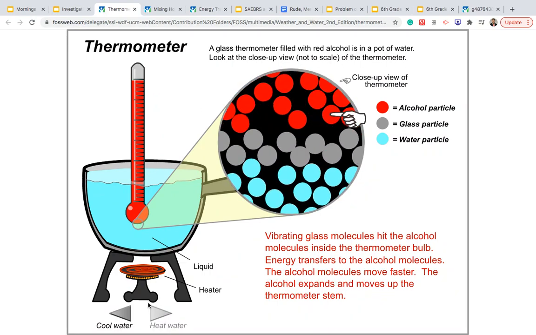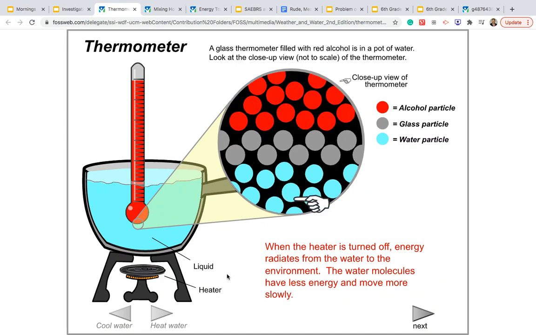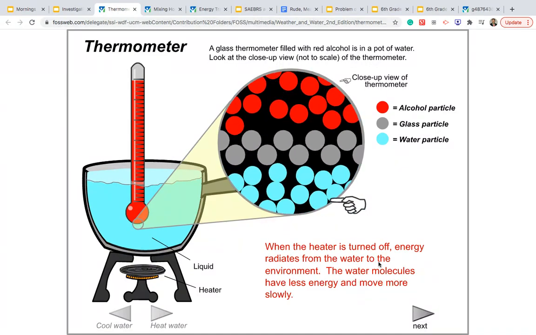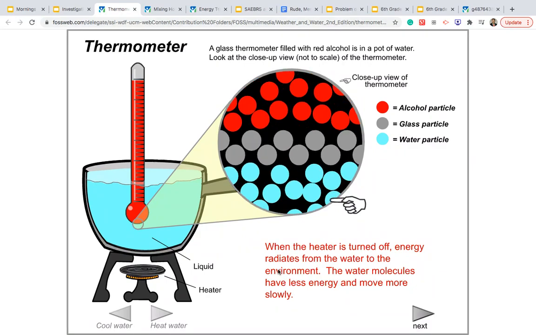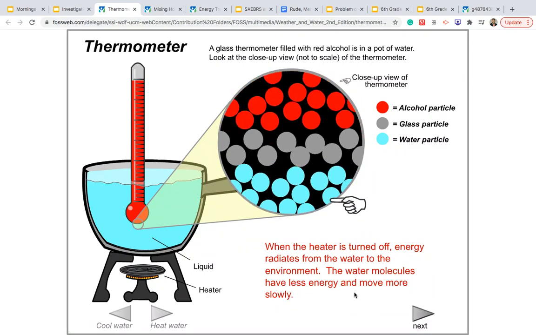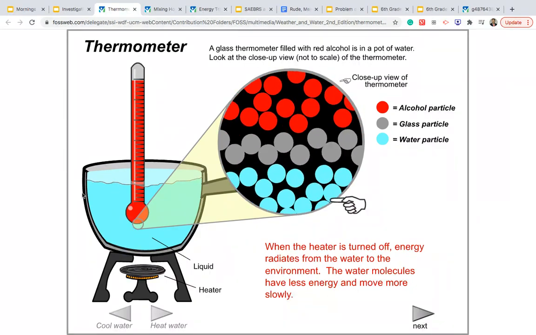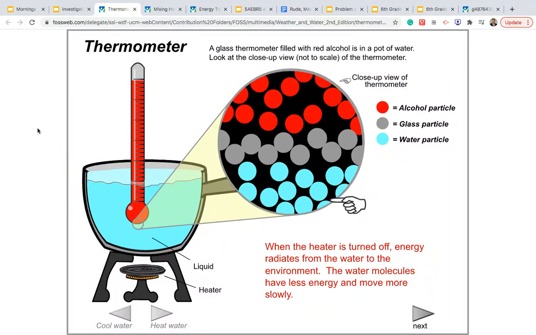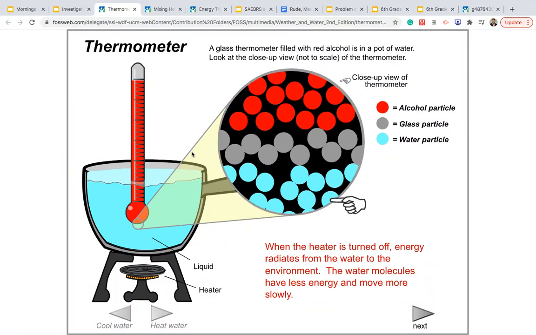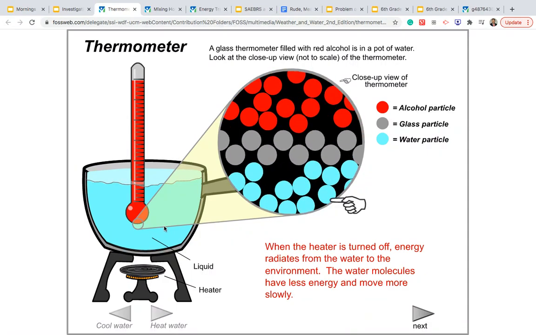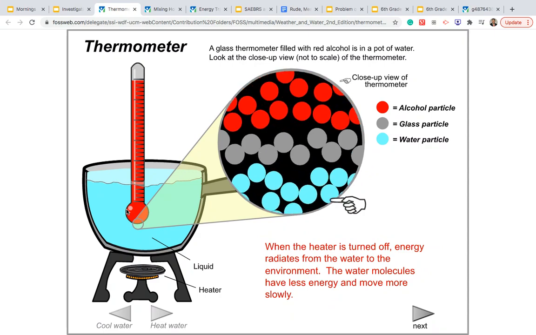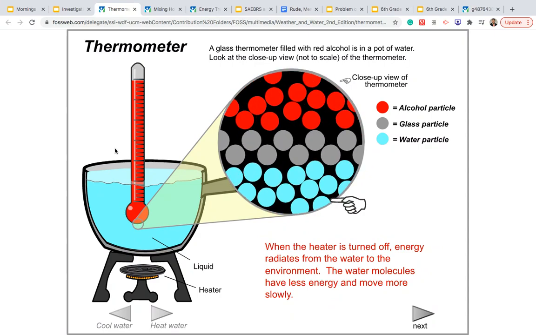Now we're going to look at what happens when we cool our water. When we turn the heater off, the energy radiates from the water to the environment. So the water molecules have less energy and move more slowly. So when it says radiates, transferring to the environment, all of the air particles that are all around this water are running into the water, running into the pan, slowly taking that energy. So the water and the pan are giving their energy to the environment around it, so the air particles.